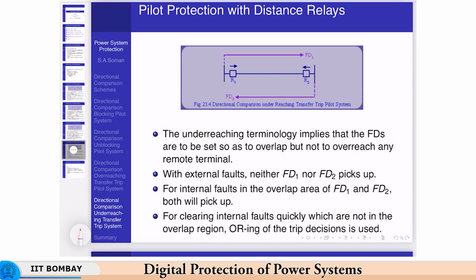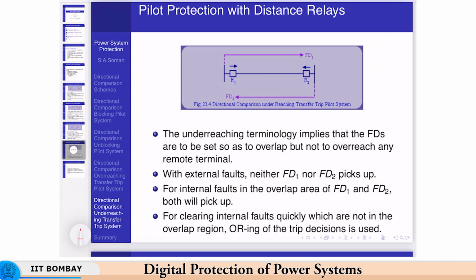Take for example, a fault very close to R2, that is beyond the zone 1 of the relay R1, in which case FD2 will still pick up because it still sees it in its zone. So, at R1, since we have ORed the trip modes of FD1 and FD2, at least one, in this case FD2, trip mode is on. So a trip is still initiated, a fast trip or a trip in zone 1 time.